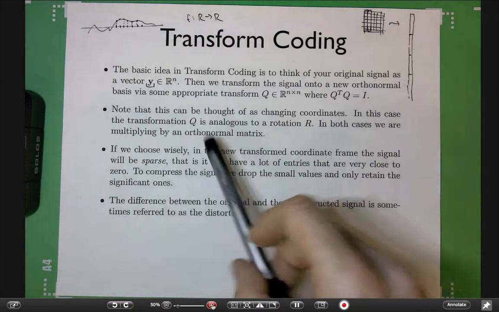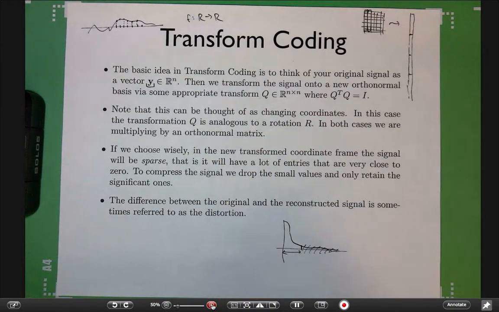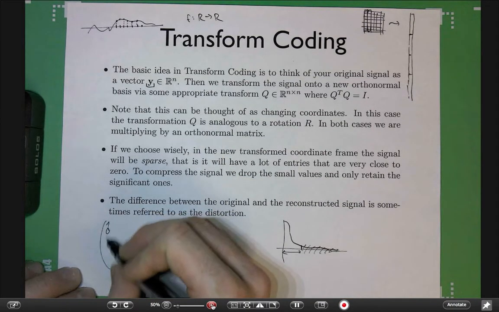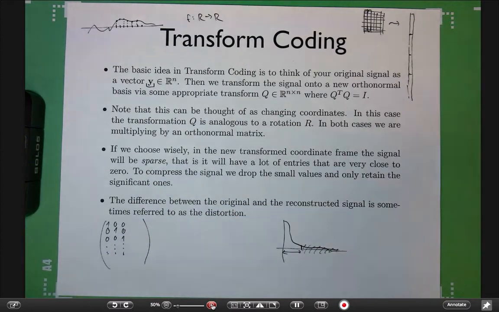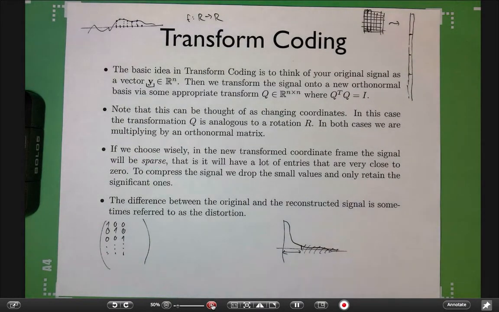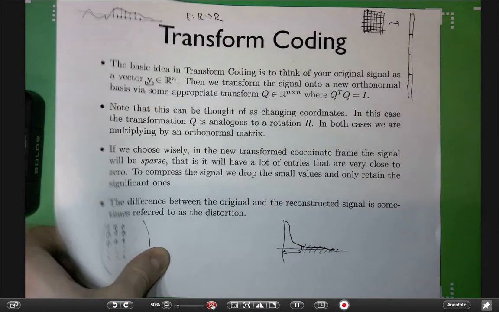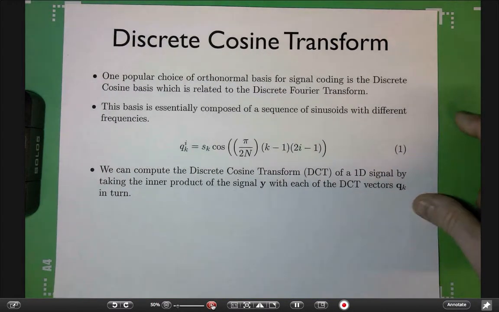So the whole trick essentially is what this basis is, right? For example, if I pick the standard basis, this is a perfectly valid orthonormal matrix, right? It doesn't really do anything because it's the identity. So that one is not going to help us. It's not going to do any useful compression. But there are orthonormal bases. There's actually a bunch of orthonormal bases. One very popular one is called the discrete cosine transform.